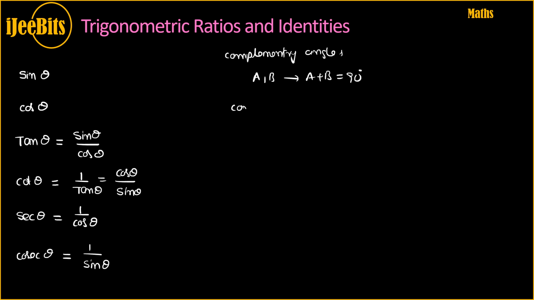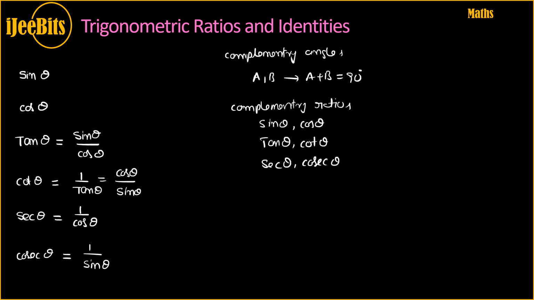Similarly, we have complementary ratios. What are these? Sin theta and cos theta, tan theta, cot theta, secant theta, cosecant theta. These are called complementary ratios.